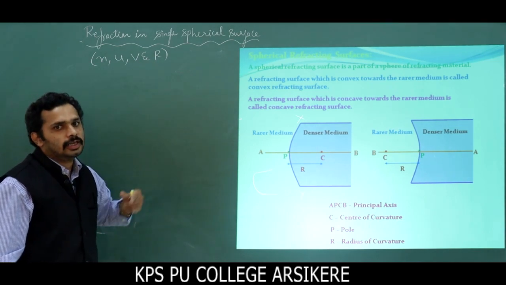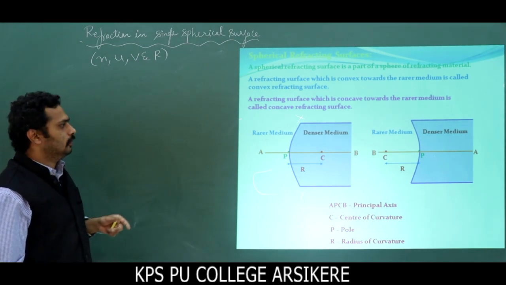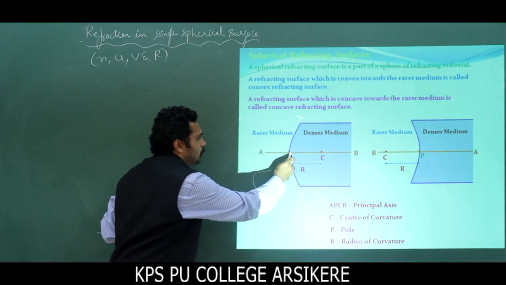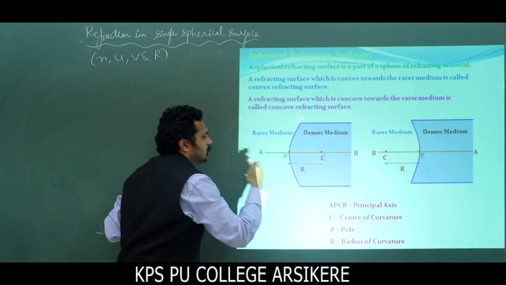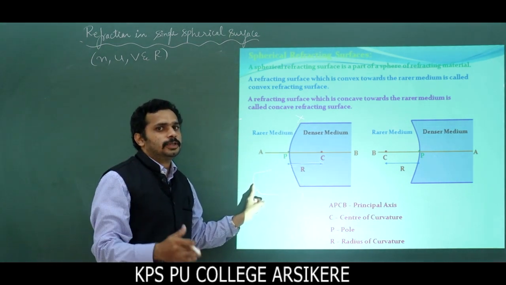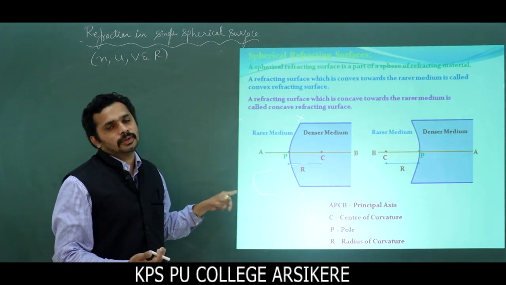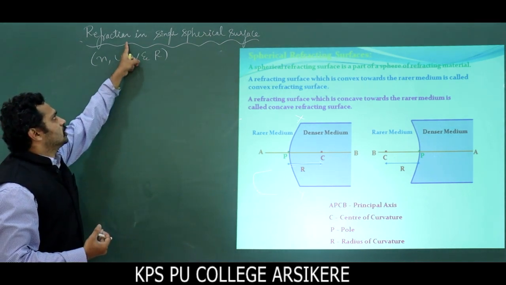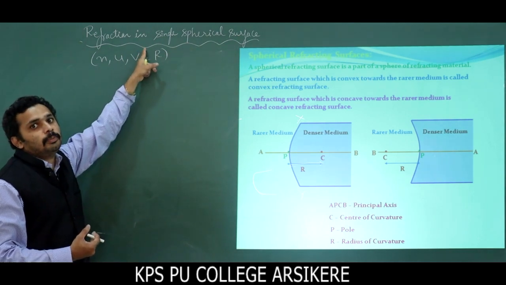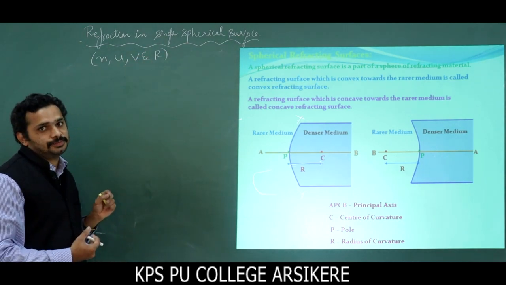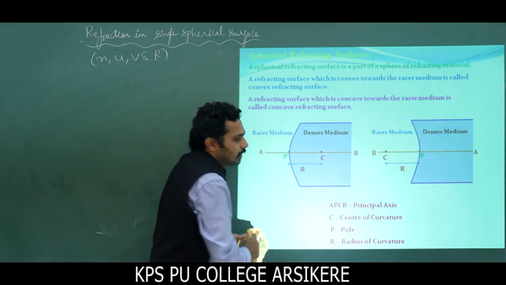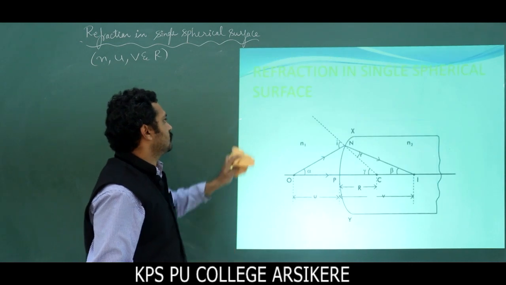What is our radius of curvature? You know that this is r. This is pole, this is principal axis, XY is aperture. Here I am using small aperture. For small aperture, angles are very small. And also this question carries 5 marks. It is a very important question from the point of view of examination. We will discuss the refraction in single spherical surface.